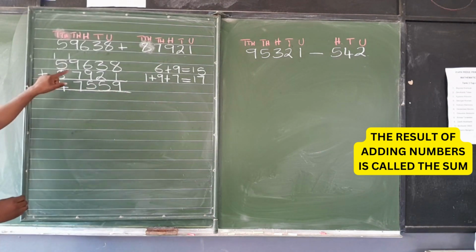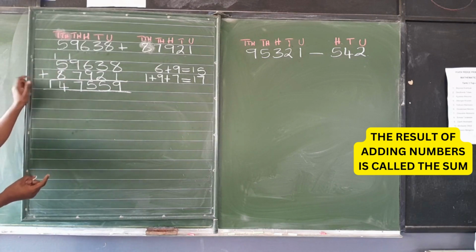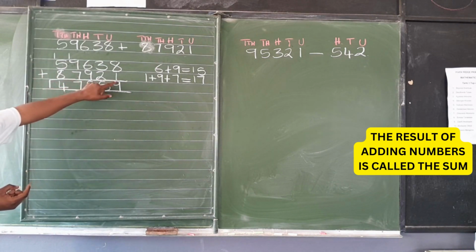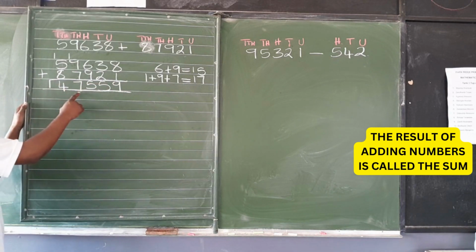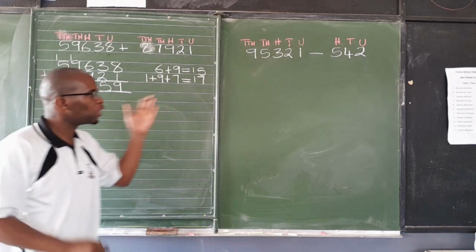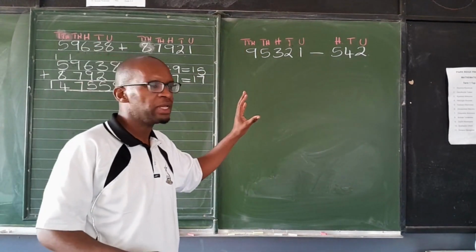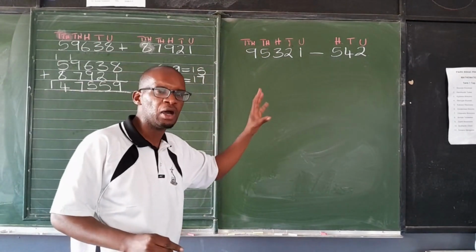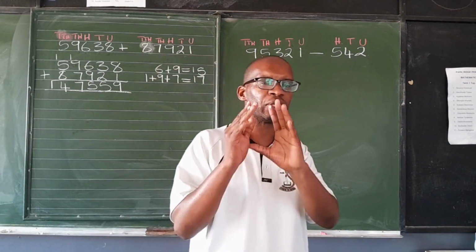So that means 59,638 plus 87,921 gives us 147,559. Now, looking at our second problem, here we begin to understand further why place value is very important.